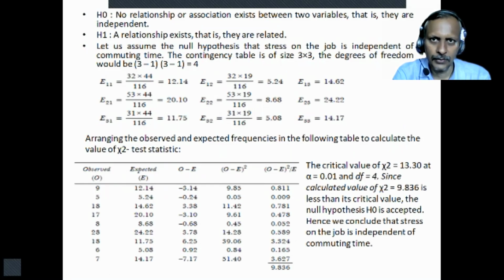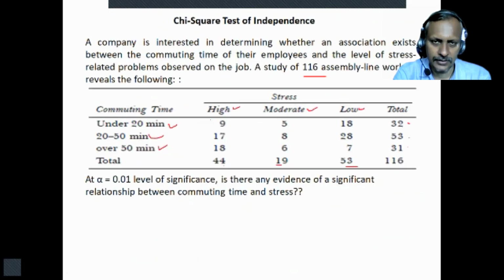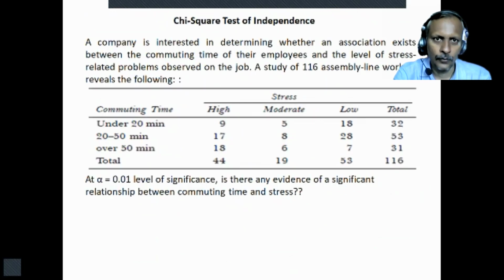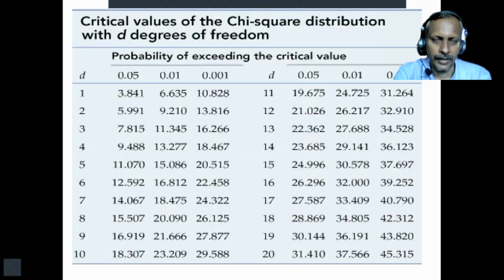Let us assume the null hypothesis that stress on the job is independent of the commuting time. The contingency table here is 3 into 3, that is what we have seen here: three rows and three columns. When we have three rows and three columns, the degrees of freedom can be calculated as (row minus 1) into (column minus 1). That is (3 minus 1) into (3 minus 1), which is equal to 4. At 4 degrees of freedom, at the 0.01 level, what will be our table value?